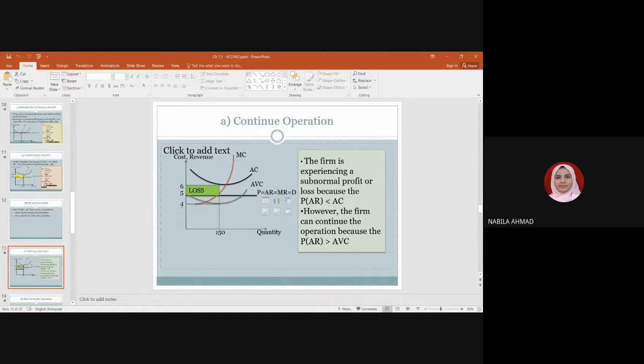So bila average revenue more than average variable cost, so the firm can still continue its operation. So firm boleh masih lagi continue. Kenapa firm boleh continue? Sebab the firm can still cover the variable cost. The firm masih lagi mampu bayar gaji pekerja, masih mampu bayar bil-bil elektrik dan sebagainya. Jadi dia mampu lagi beroperasi.